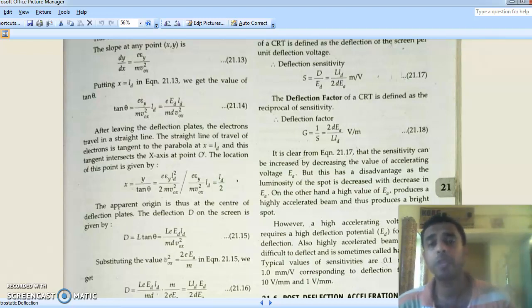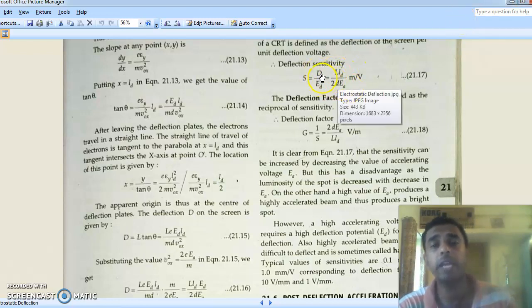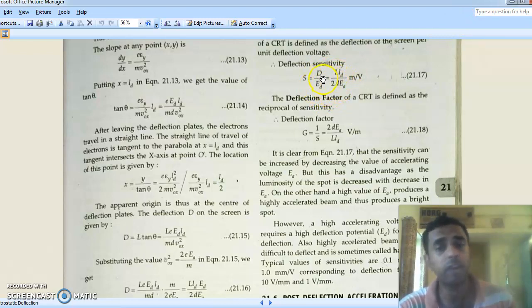Now coming back, there is one thing we have to see, that is deflection sensitivity. What is deflection sensitivity? It is given by D by ED. D we know, ED also we know. So if we substitute the value for D, this is what we get. We have got a final equation for D, substitute that, this is what we get. We can see that in order to improve the sensitivity, we have to reduce the acceleration voltage. That is, we apply some acceleration voltage of plus 1500 volt across the pre-accelerating as well as accelerating anode. So that should be reduced.